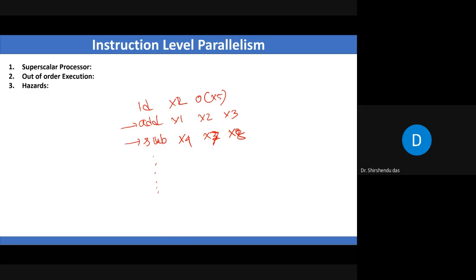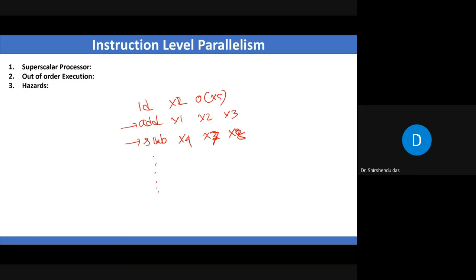Because if you are fetching two instructions at a time, then ultimately who will perform this addition? The arithmetic logic unit. But you have only one arithmetic logic unit, and that single unit needs to perform these two operations, add and subtraction, in the same cycle. So there will be a structural hazard. But if you assume that you have two arithmetic logic units instead of one, then simultaneously you can perform two operations. So superscalar processor is based on this.